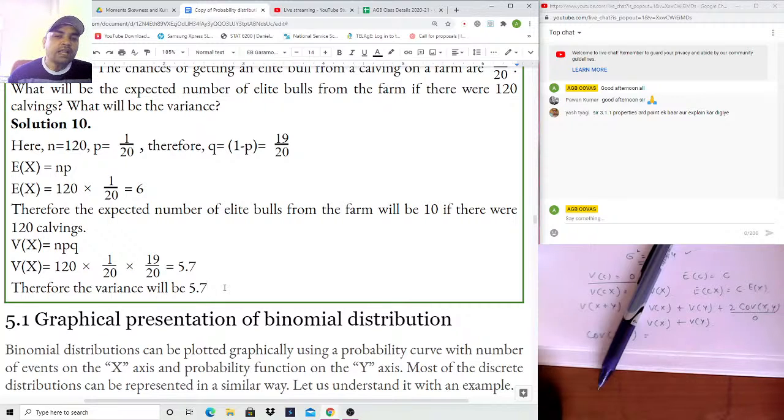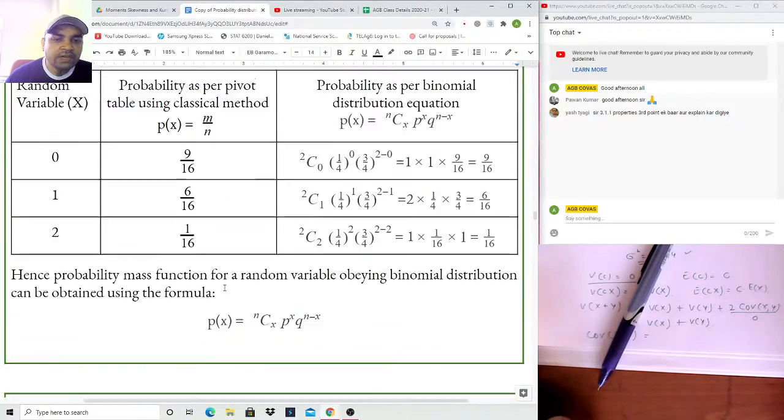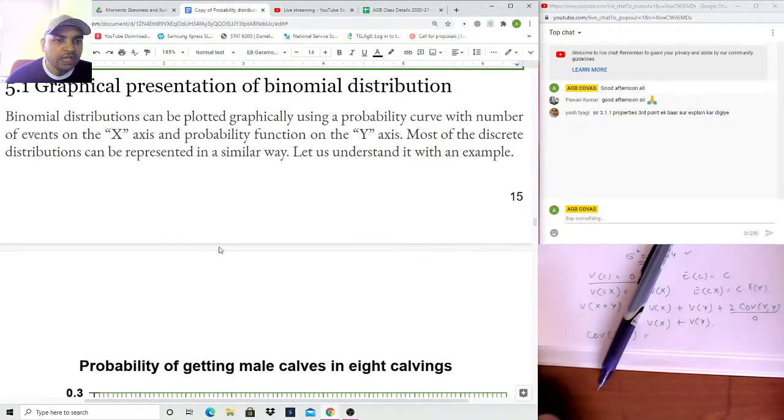This is how we can apply these formulas to calculate various probabilities. Okay. Now, graphical presentation of a binomial distribution. In many of the textbooks, I haven't seen any graph for this binomial distribution. Whenever you go for any textbook, you will always get a graph for the normal distribution, which we will be studying later on. Okay, but you will never get a graphical presentation of binomial distribution.